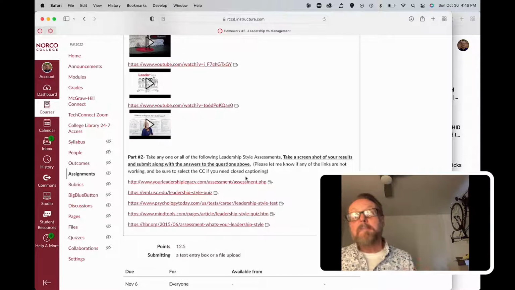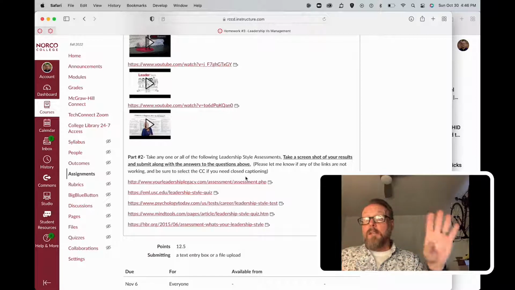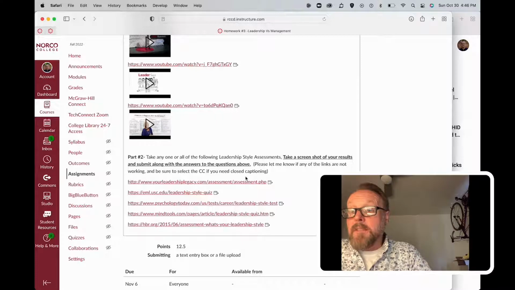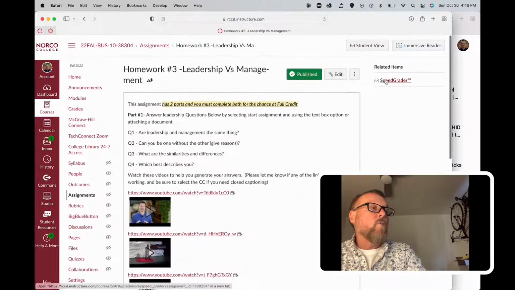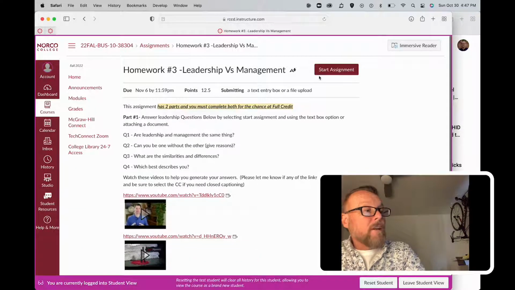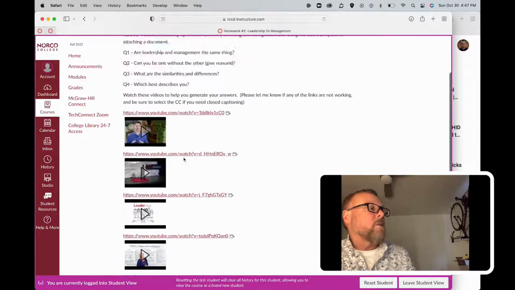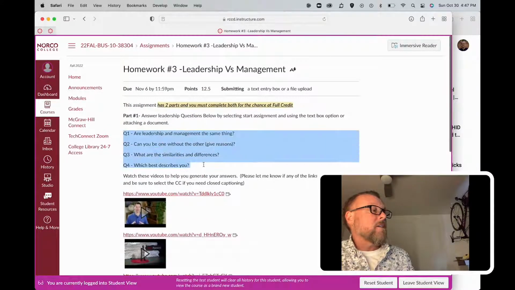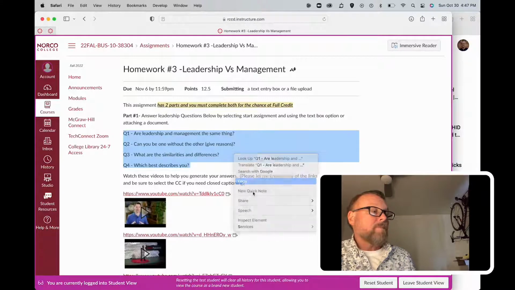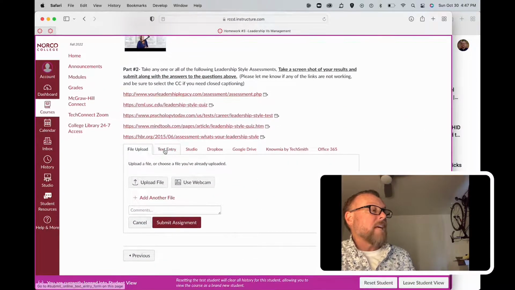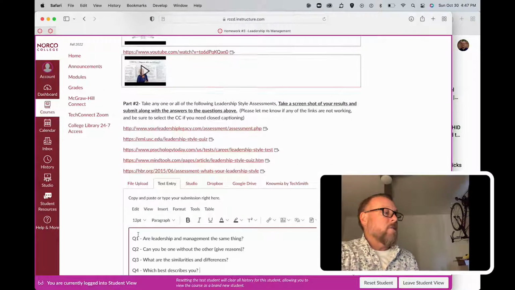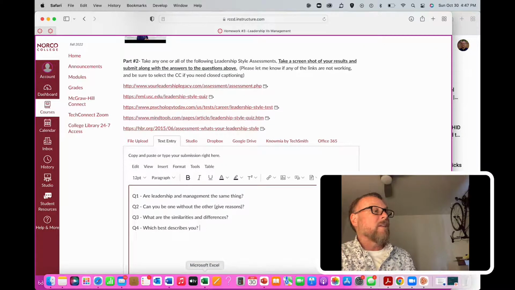You can do all of them, but when you take your assessment and get your results page, take a screenshot of your results page, and then you're going to be uploading that as a part of this assignment. Probably the easiest way to do this is to select the Start Assignment button up at the top. Cut and paste those questions into the text box right here. It says text entry.